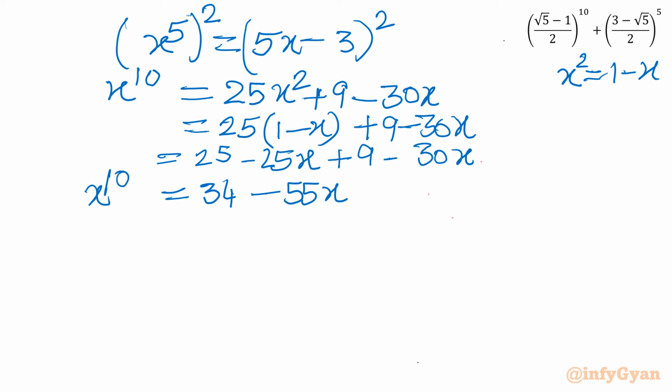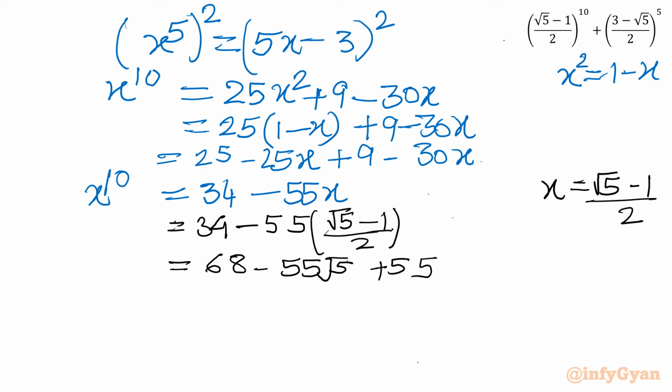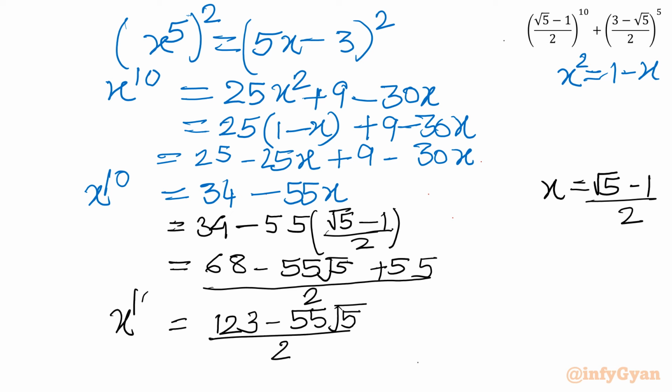Now I will plug in the value of x. X was our substitution, (√5 − 1)/2. So I will write here 34 minus 55 times (√5 − 1)/2. Take LCM. So I will be writing 68 minus 55√5 plus 55 over 2. So 68 plus 55 is 123, minus 55√5, divided by 2. And this is x^10.